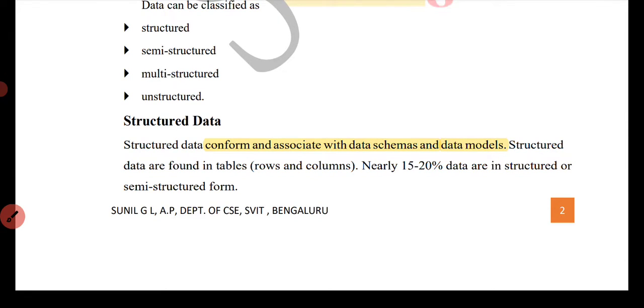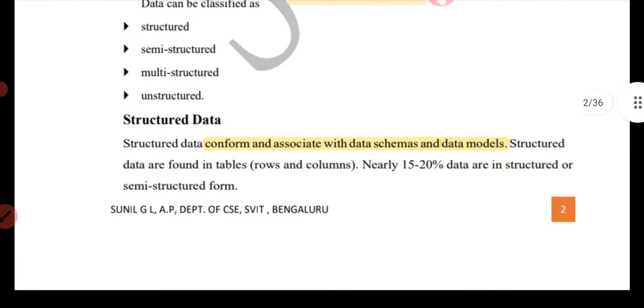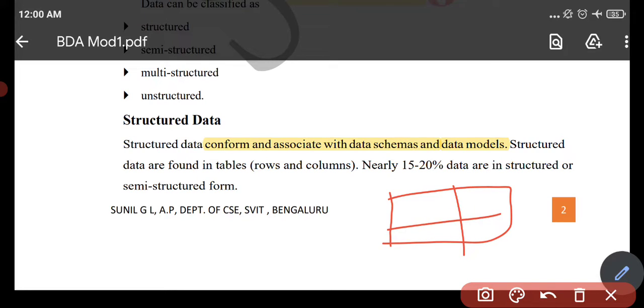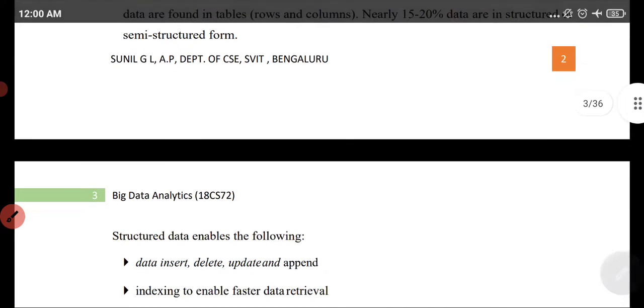First, let's see what semi-structured data is. Semi-structured data is associated with schemas and data models. Structured data is found in the form of tables, rows, and columns. In a regular DBMS, you have learned that data is stored in tables, that is rows and columns. That is structured data. Of the overall data being generated, nearly 15 to 20% is structured or semi-structured data. That much structured and semi-structured data is being generated.